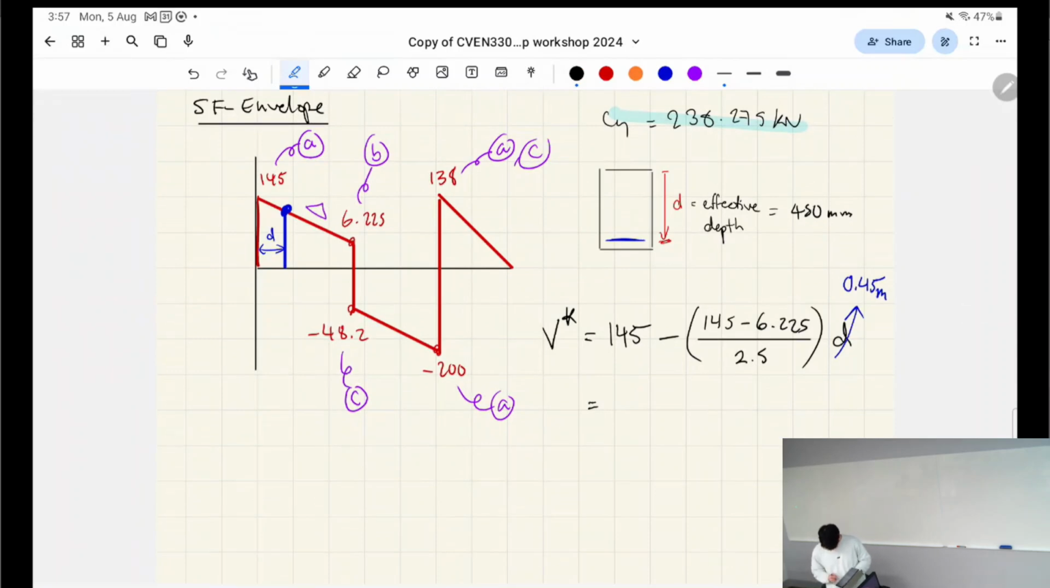Okay. I wrote the wrong number, sorry. That's 449. That's 4. Yeah, no, jokes. Same thing. That gives 119.9 kilonewtons, okay? So this will be our critical shear force, which we have to check for.